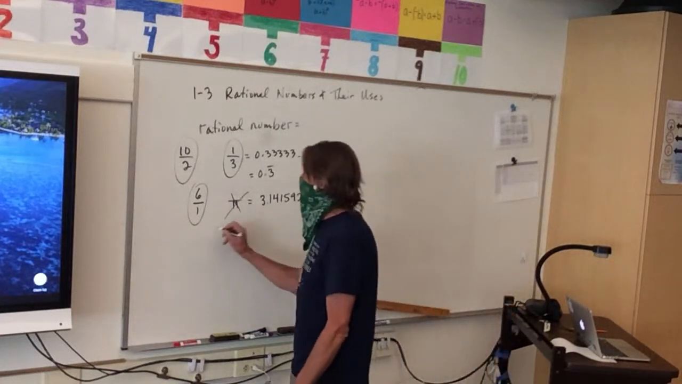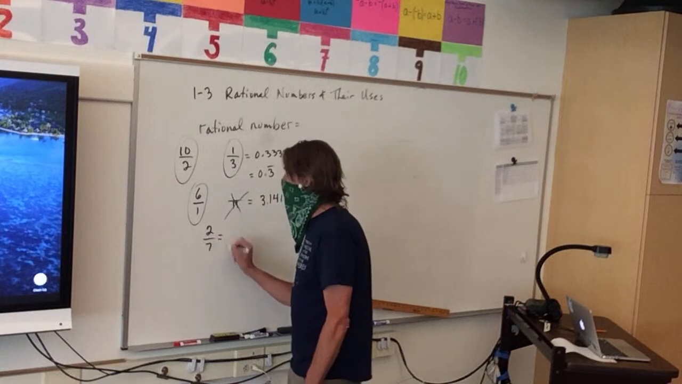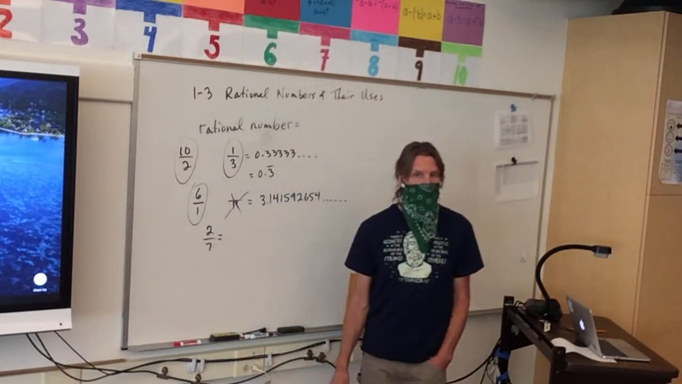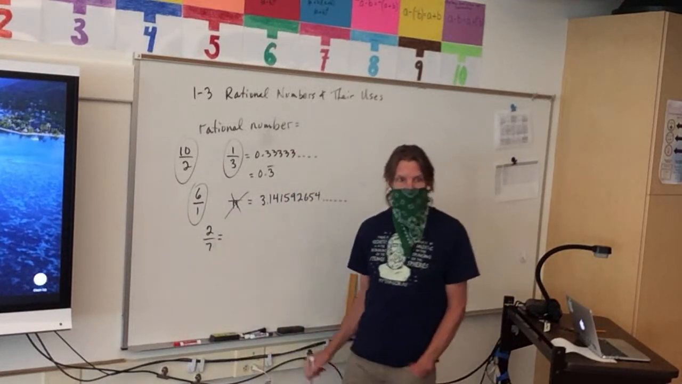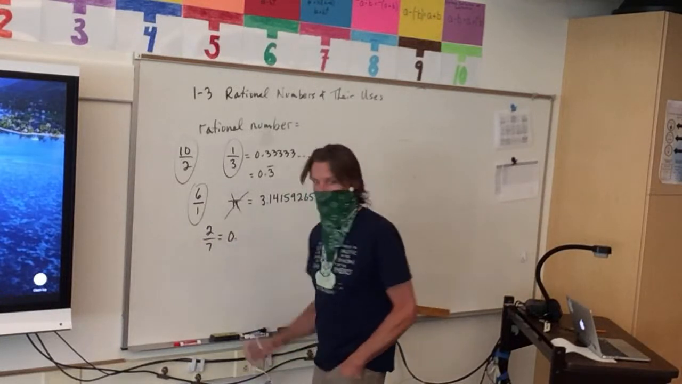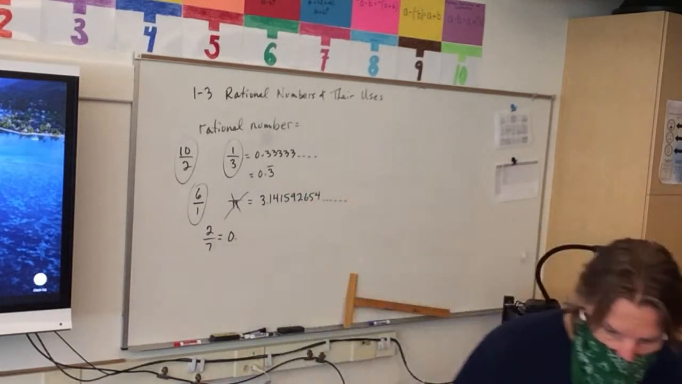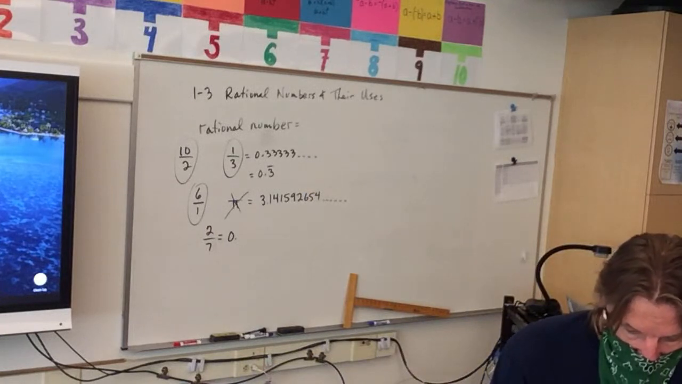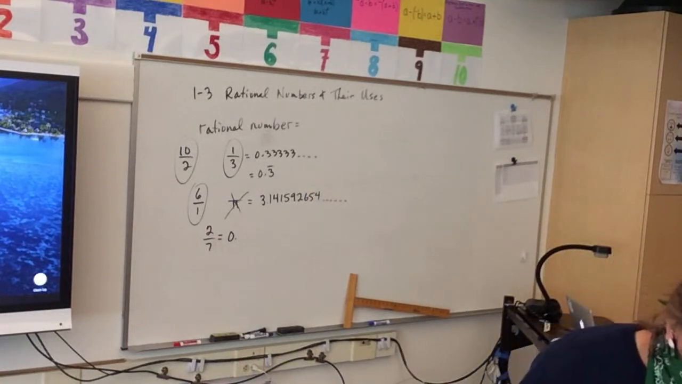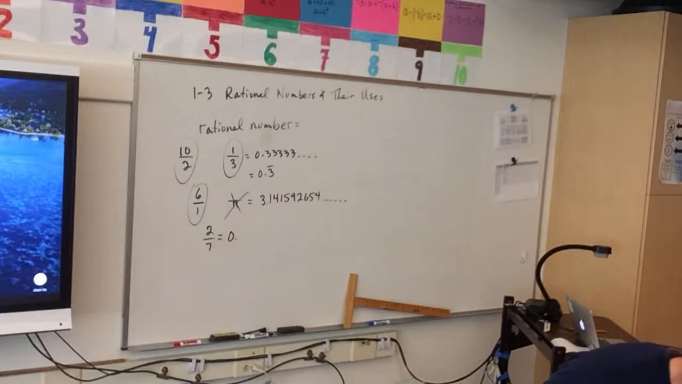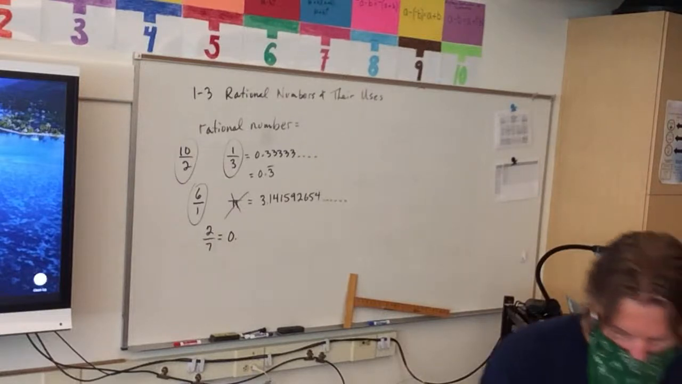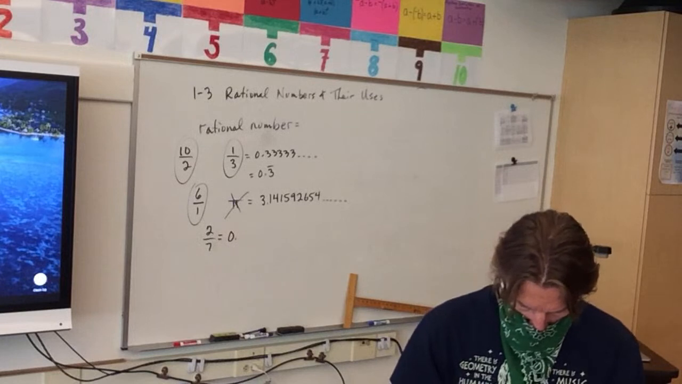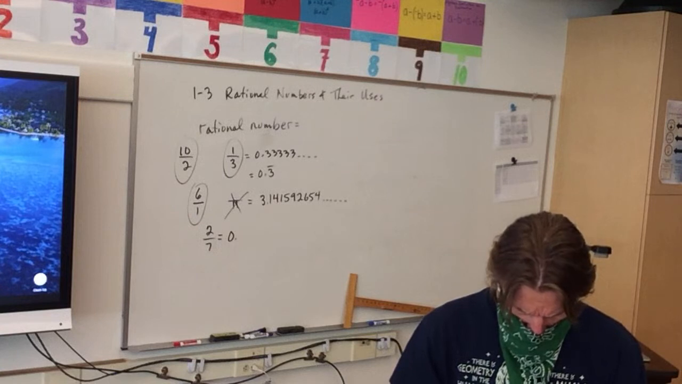Do 2 divided by 7 on your calculator. How does that come up? Mine hit 0. Okay, so now type 2 divided by 7 equals. A rational number is like a fraction that equals something, that makes sense. Like something with a pattern.